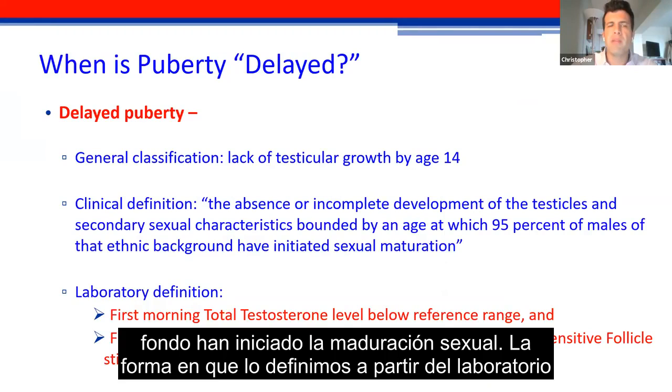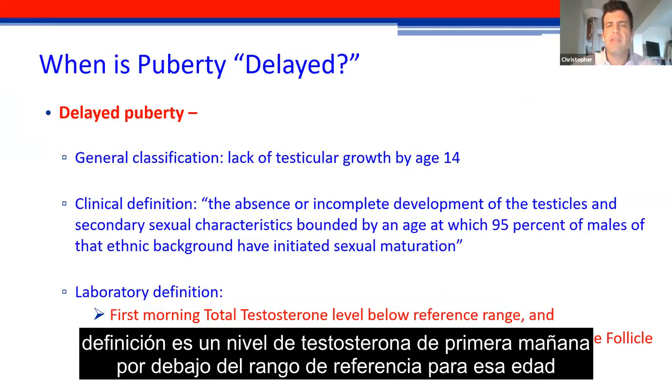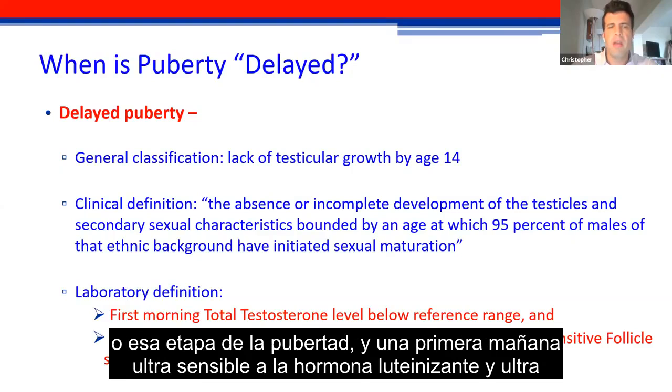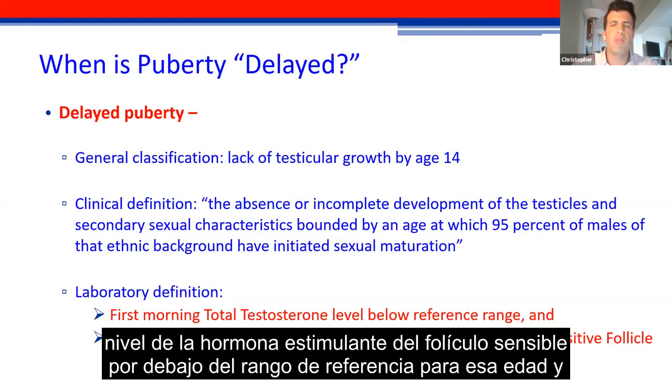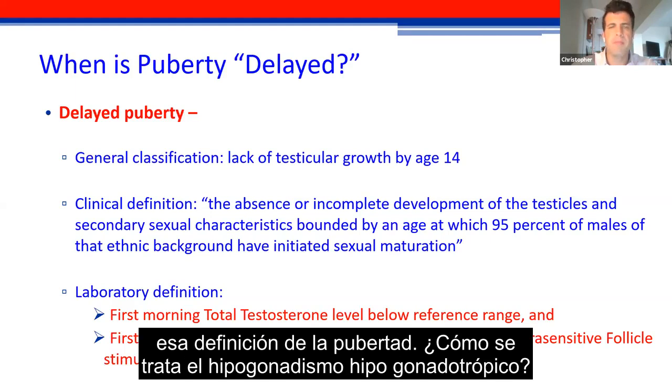The way we define it based on laboratory definition is a first morning testosterone level below the reference range for that age or that stage of puberty, and a first morning ultrasensitive luteinizing hormone and ultrasensitive follicle stimulating hormone level below the reference range for that age and that definition of puberty.